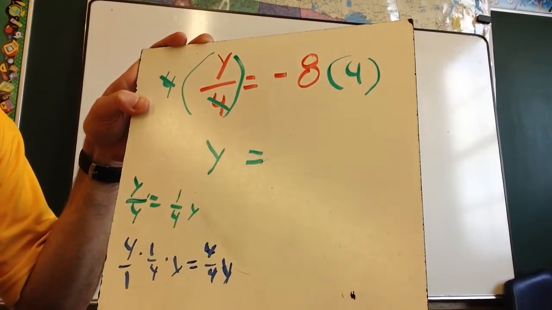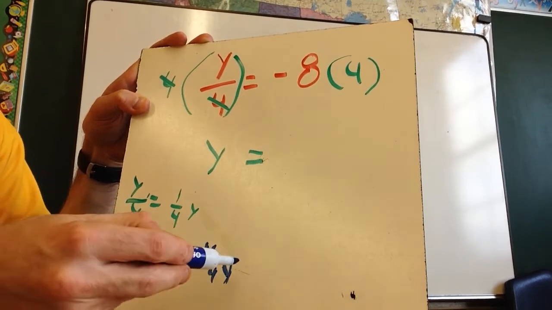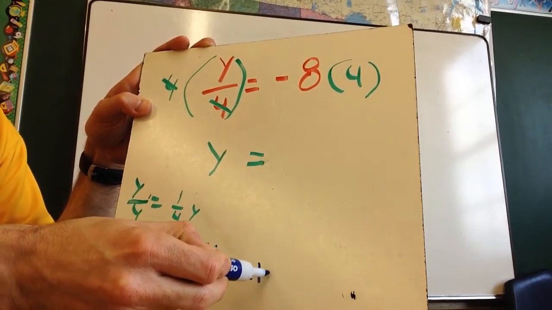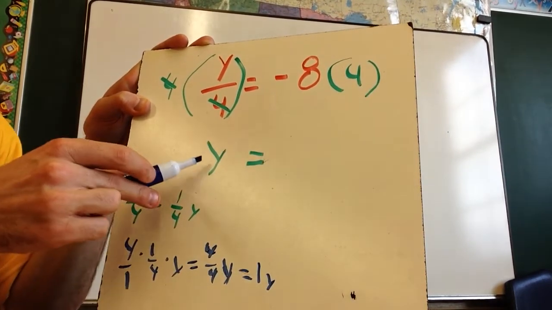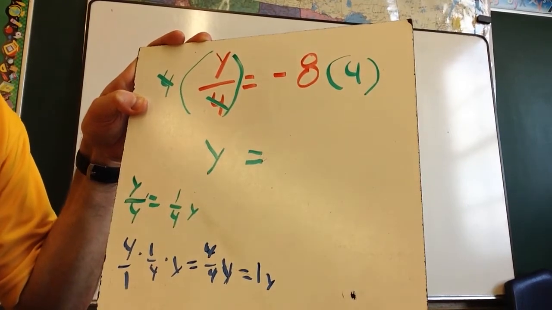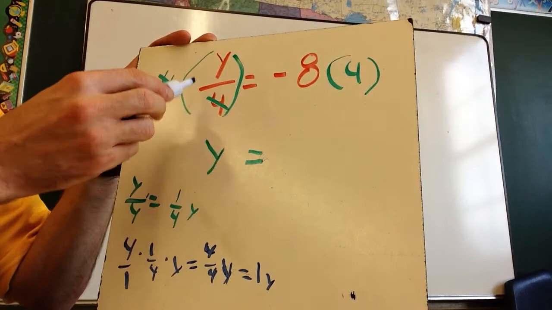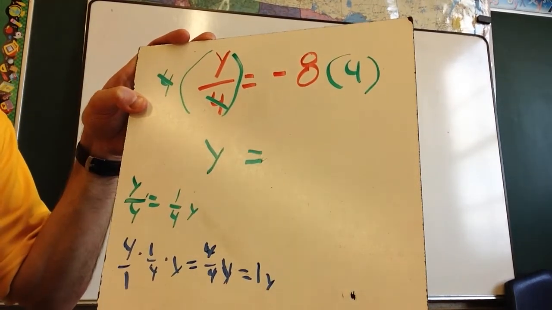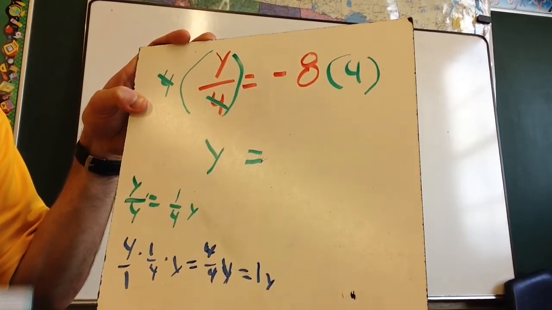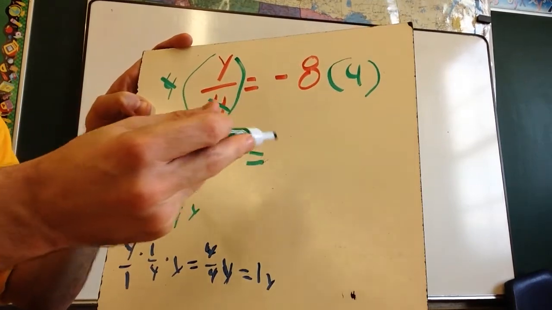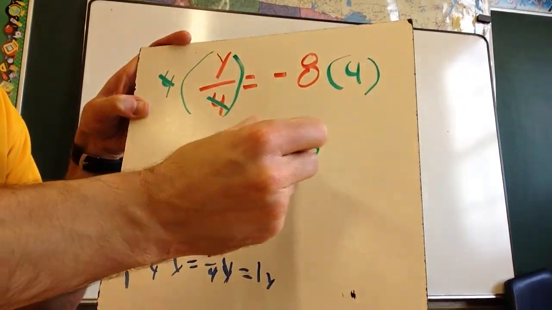Sorry, they all look like y's. 4 over 4y, and 4 over 4 is the same as 1, so I end up with 1y, which I can just write like this. Okay, so this is why this magic trick works. So this ends up canceling out, and I'm left with just the y, and then over here I got negative 8 times 4. Negative 8 times 4 is negative 32.